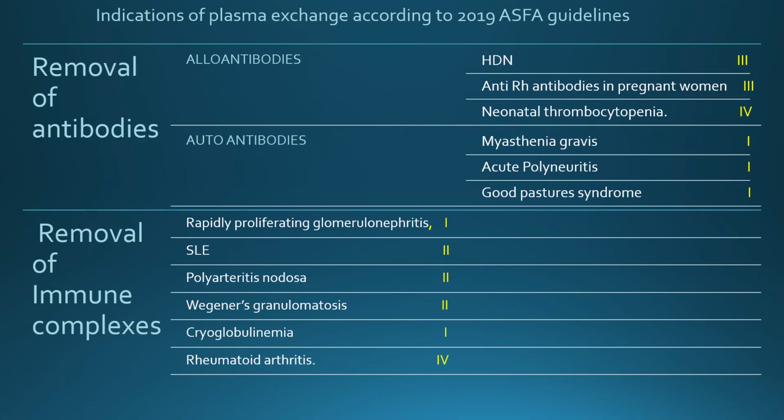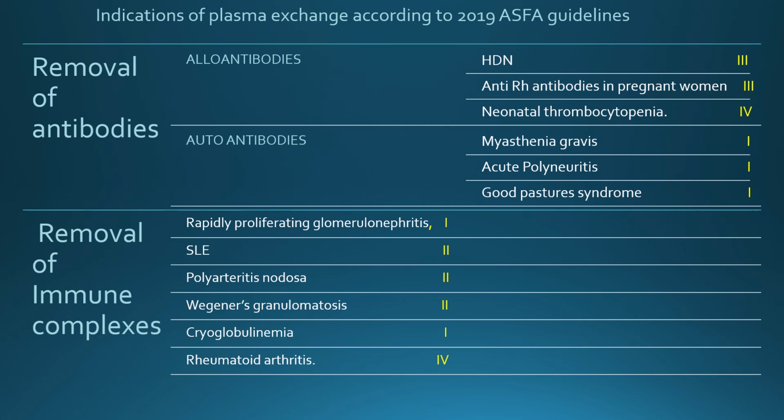The indication of the plasma exchange according to the ASFA guidelines 2019. So if we are removing the antibodies, antibodies can be of two types, alloantibodies and autoantibodies. If you are going with the alloantibodies in the case of HDN, then it is categorized under three. We have already seen the categorization in the previous slides. Now we are just putting the categories according to the diagnosis.